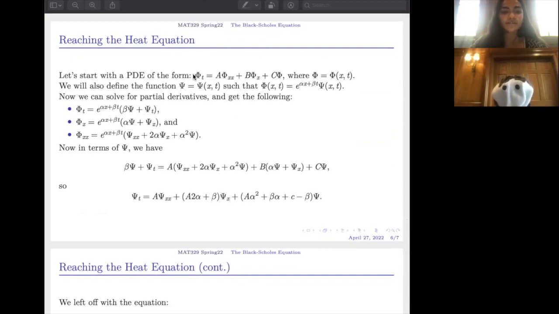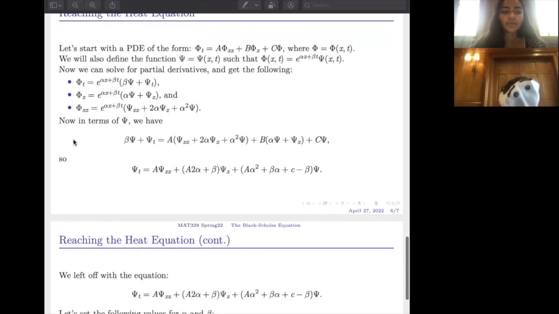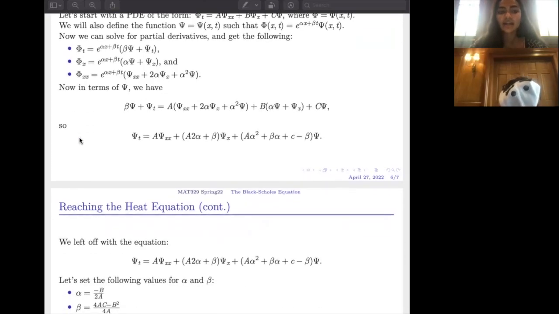And so they're defined here on our slide. And then using similar rules with the multivariable chain rule, all that good stuff from calculus, we can see that these partial derivatives are as follows. And then we can put everything in terms of psi, and then we'll see that psi sub t is equal to this expression here, okay?